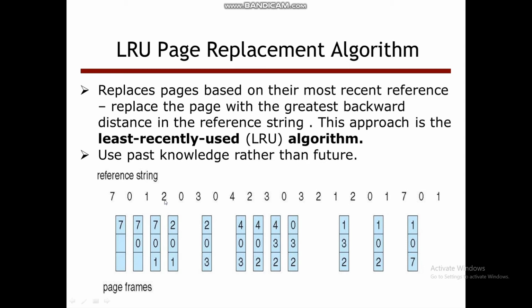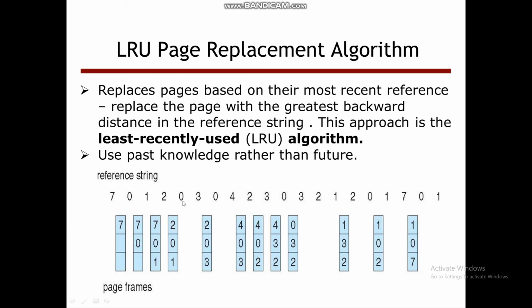Now next we need to fill 2. Next we are going to reference 2. What happens now is that it checks the previous ones. Now we have 7, 0, 1. So which one to replace? The recently referenced ones were 0 and 1. So it is replacing 7 and 2 is placed there.